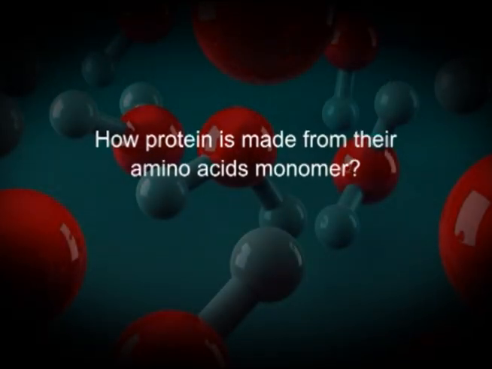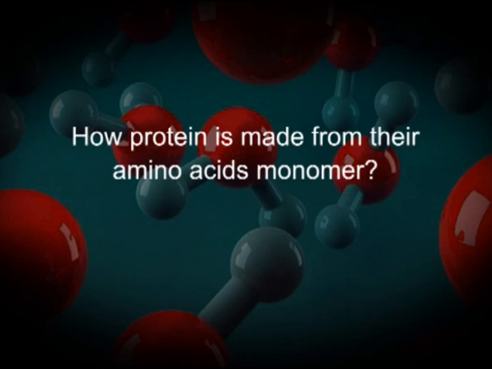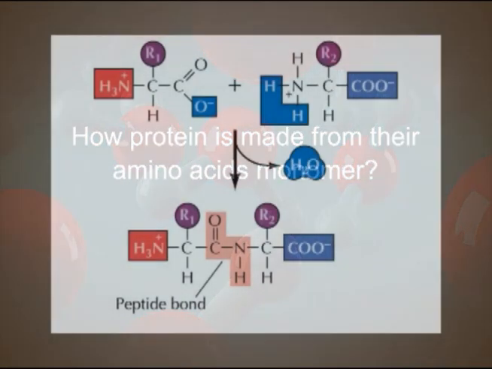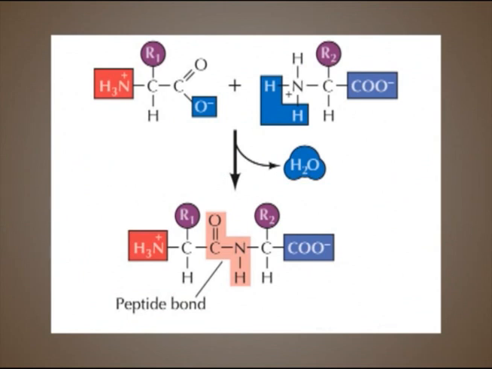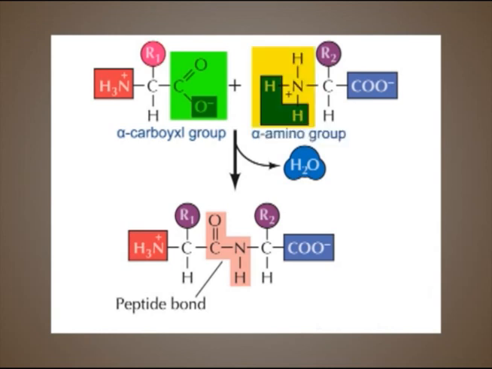Now, let us learn how the protein is made from its amino acid monomers. Formation of peptide bond is an example of a condensation reaction involving loss of a water molecule. In this reaction, the alpha carboxyl group of one amino acid, say R1, reacts with the alpha amino group of another amino acid, say R2, and the 2 amino acids are joined together by a covalent bond known as peptide bond. The resulting product is called a dipeptide, which contains 2 amino acid units.